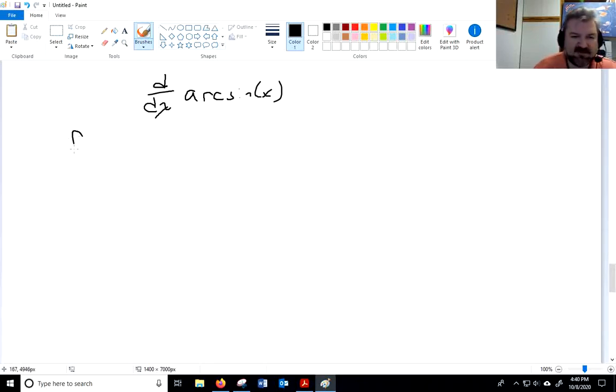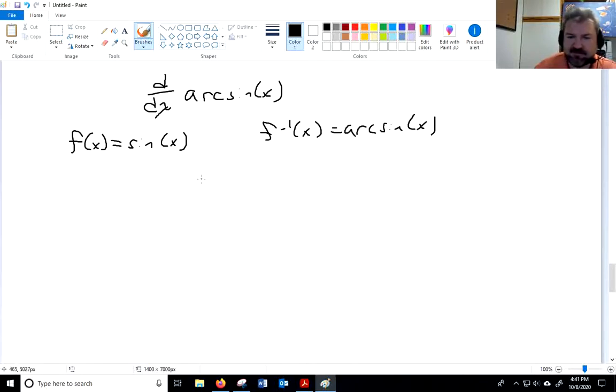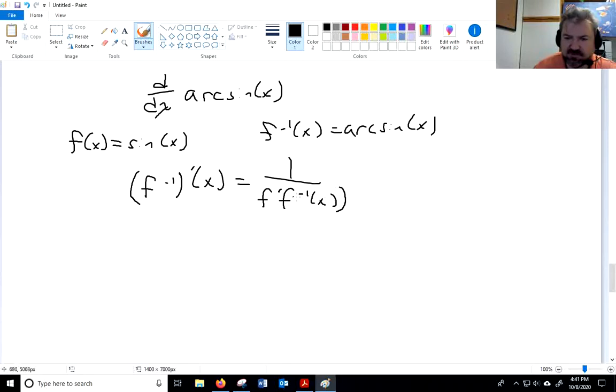Let's let f of x equal sine of x. That means that f inverse of x is equal to the arcsine of x, right? And we know that f inverse prime of x is equal to 1 over f prime of f inverse. Don't forget that order. That order is really important: f prime of f inverse. And we know that's true. That was a simple application of the chain rule. That's an easy little proof. So we're going to use that to help us figure this out.